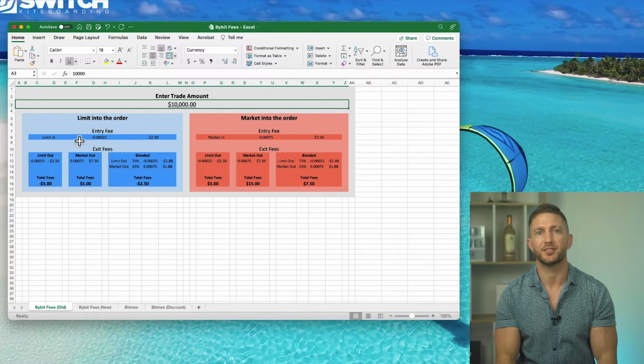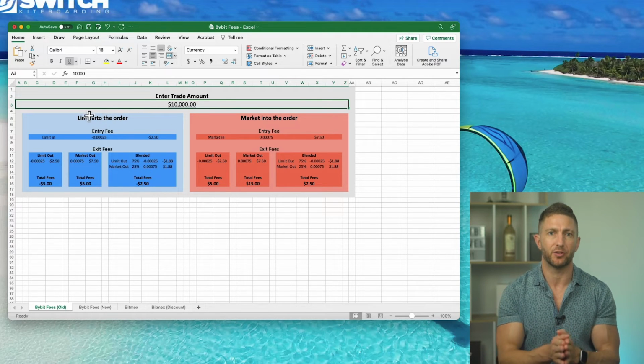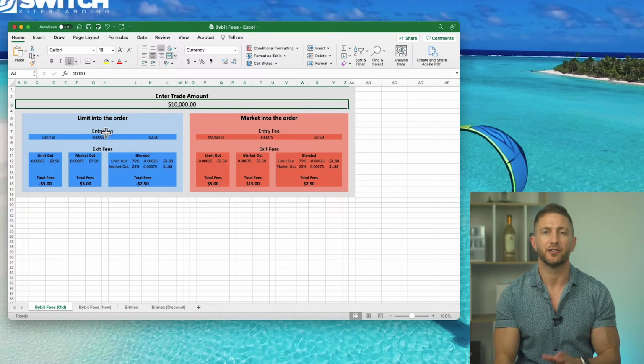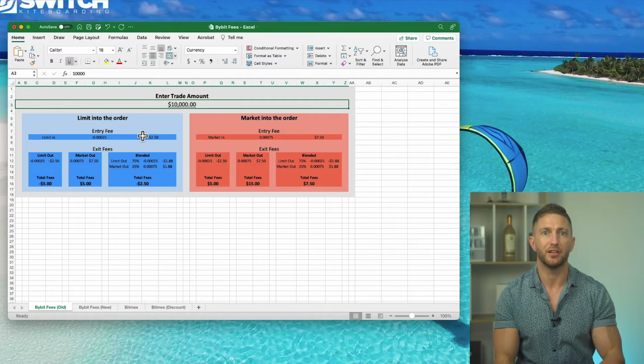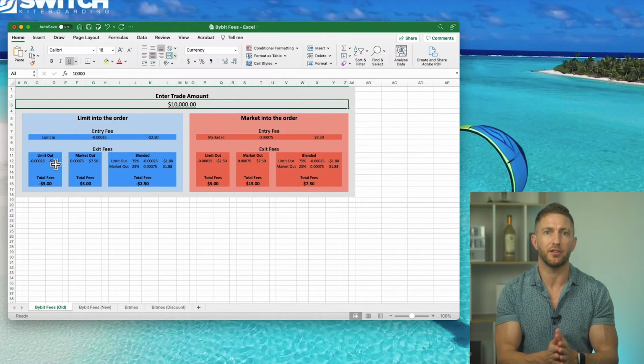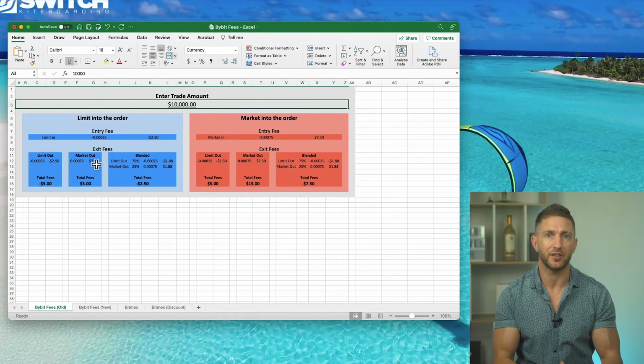Let us look at the blue box here. This is where we limit into the order, and at the top we can see the fee associated with this trade if you limit in is minus $2.50, which is the maker rebate. If you were to use a limit order to close the trade, again you would earn that rebate of $2.50. So the net fee for the whole trade, or in this case rebate, would be $5. On the other hand, if you were to market out, you would get charged the taker fee and it would be $7.50. So the net fee after entry and exit is $5 fee, not a rebate.